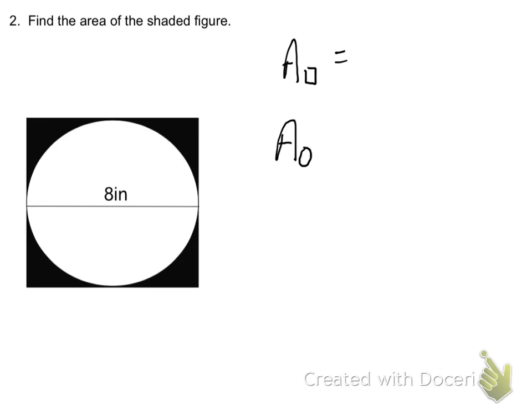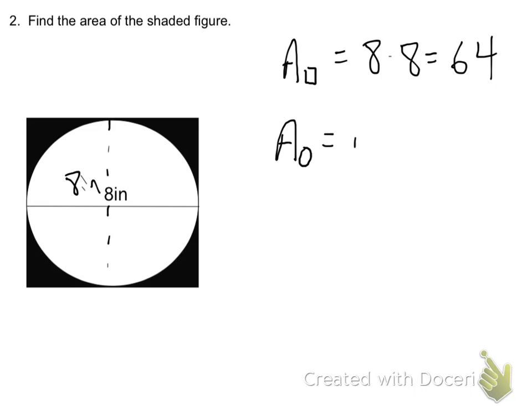So the area of the, well, it would be a square here, because this would be 8 inches as well, because it's the diameter. So I would just do 8 times 8 and get 64. So that is the area of the rectangular square, or quadrilateral, whatever you want to say.